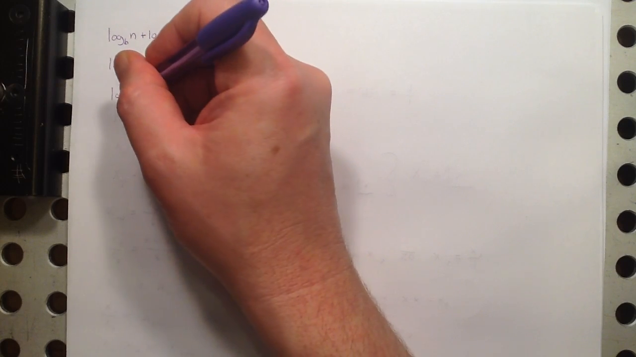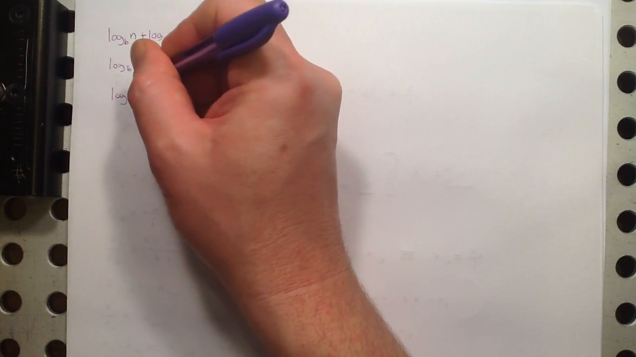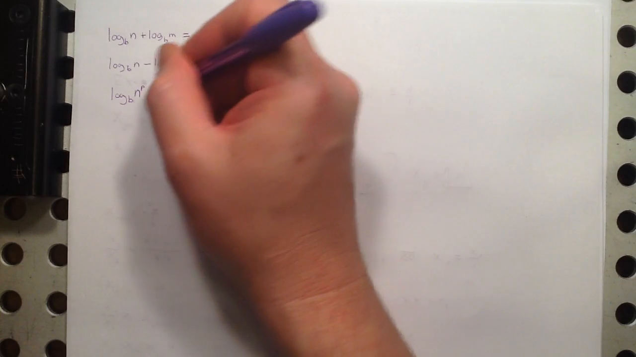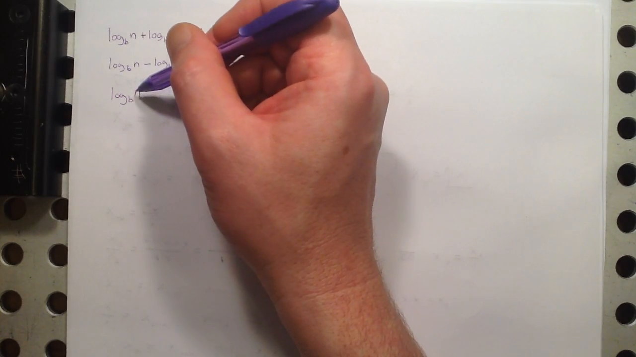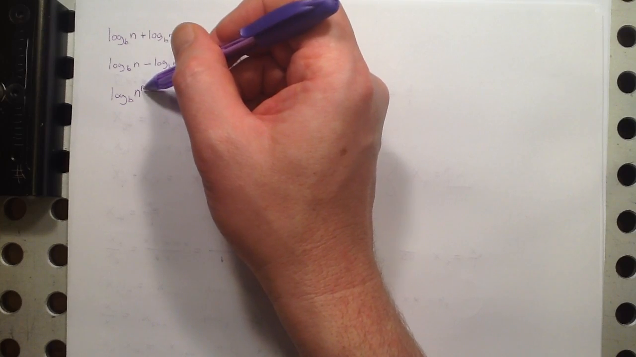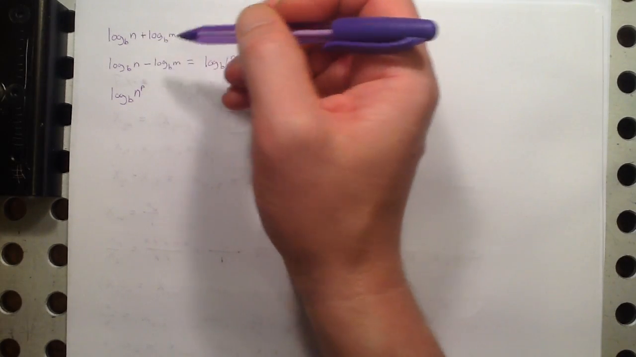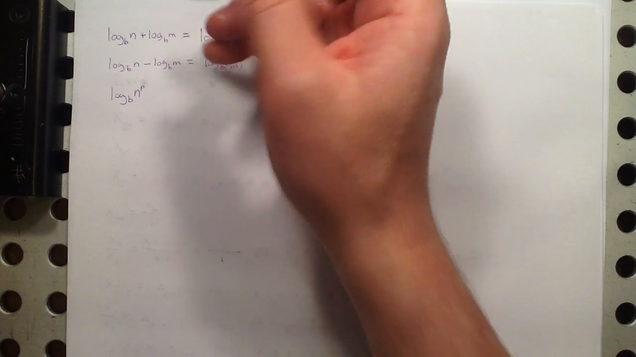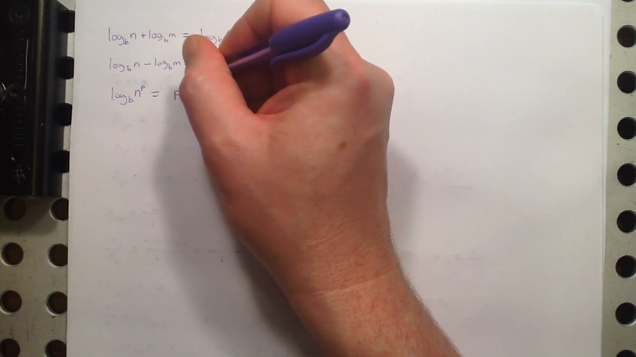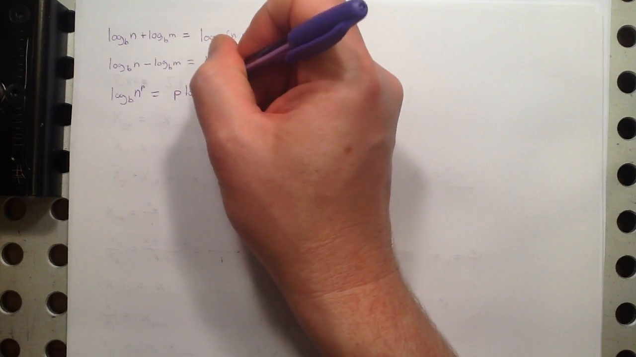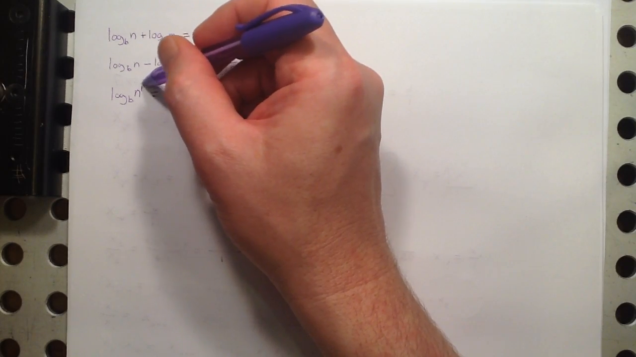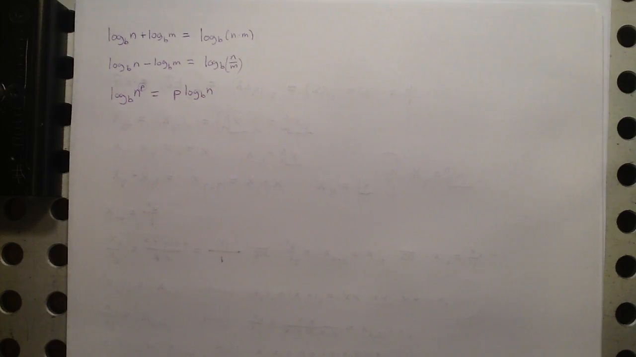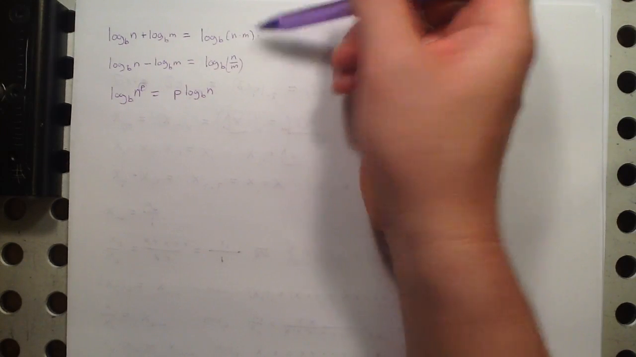How about log base b of some number n raised to a power p? How about that? Well, if you think about what it means to raise something to a power, that really means like n times n times n times n, p times. And if you just applied this rule a whole bunch of times, that means you'd have log n plus log n plus log n plus log n, p times. Or in other words, you'd have p of those log base b of n's. So if you have an exponent inside here, that can come out to the front. It's really just an extension of this rule right here.